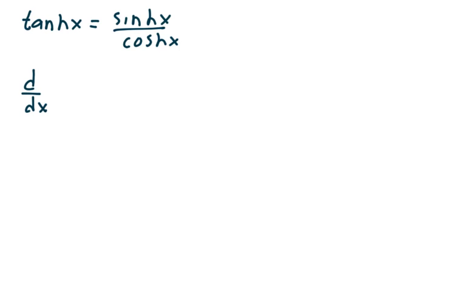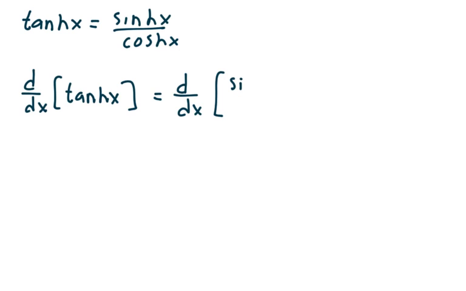If we look at hyperbolic tangent x, this is the same as sinh x divided by cosh x. And I'm going to take the derivative of both sides with respect to x. So the derivative of hyperbolic tangent x with respect to x is the same as the derivative of sinh x over cosh x with respect to x. But I have to do the quotient rule here. And we've already derived the derivative for both cosh x and sinh x, so why not use it?